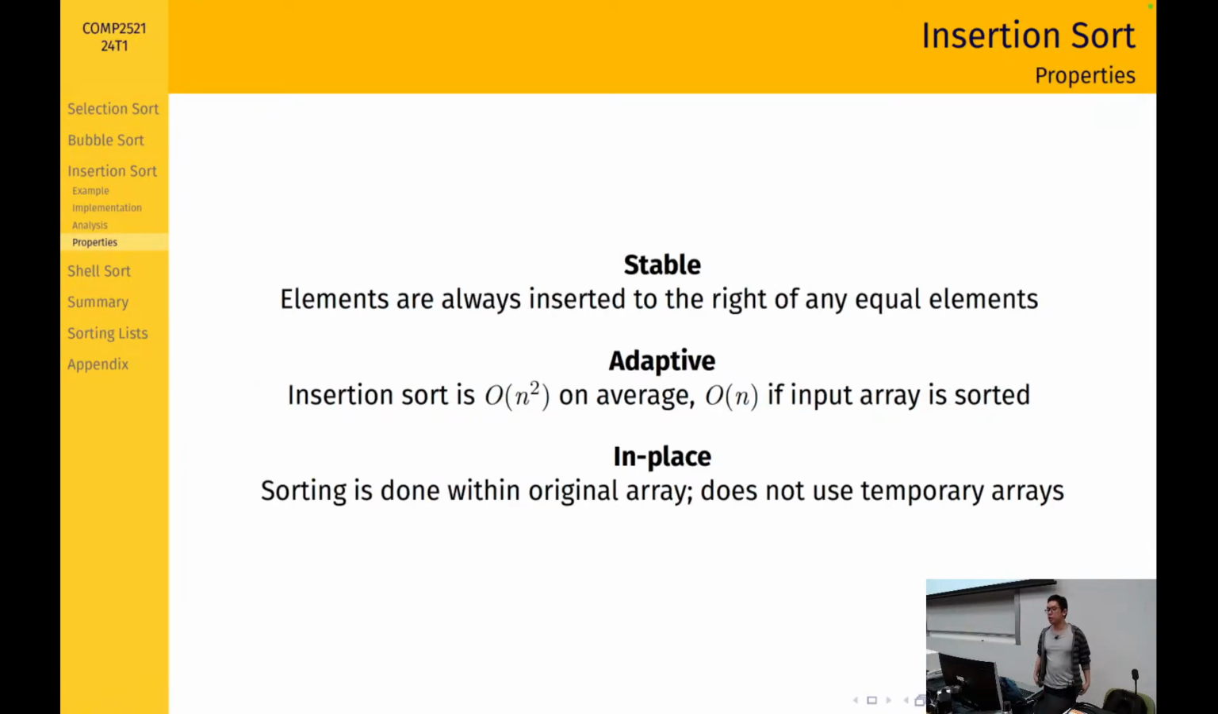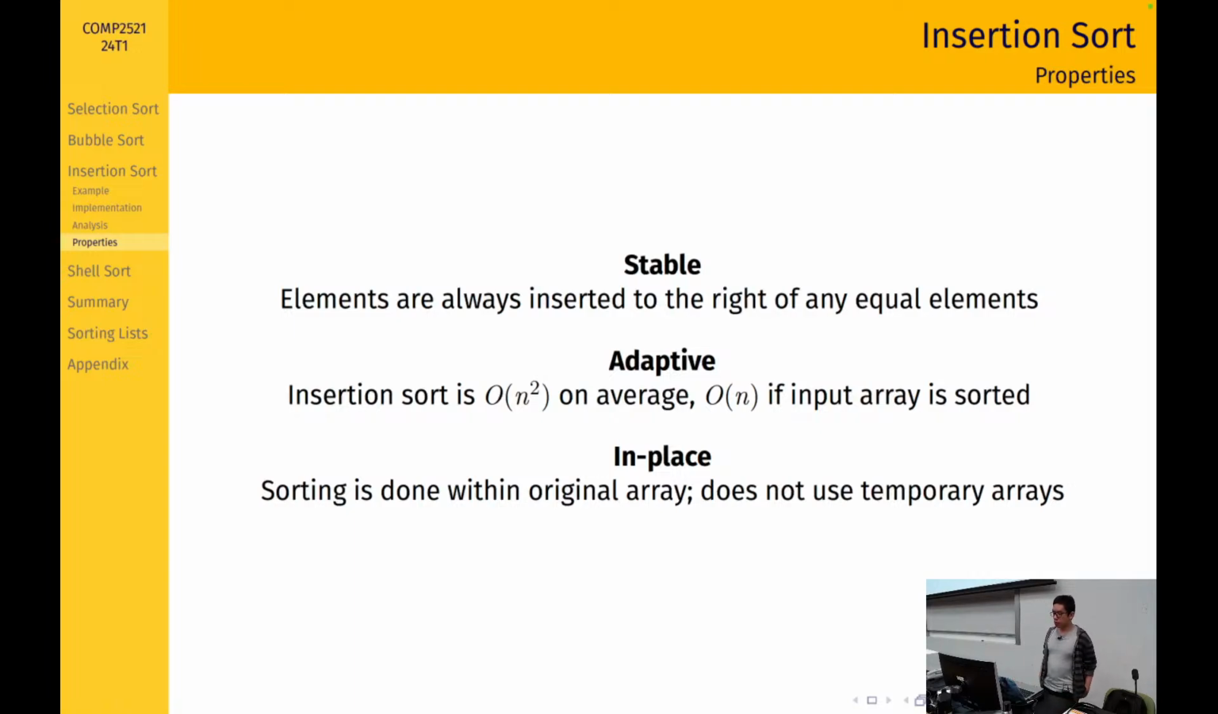Okay, how about the properties of insertion sort? Insertion sort is stable. We can see that because whenever we insert an element, we compare it to the element on its left, and repeatedly shift elements down until the element on the left is less than or equal to the current element. Since we stop when there is an element that is equal or less, we're never going to move an element over another element which is equal to it.